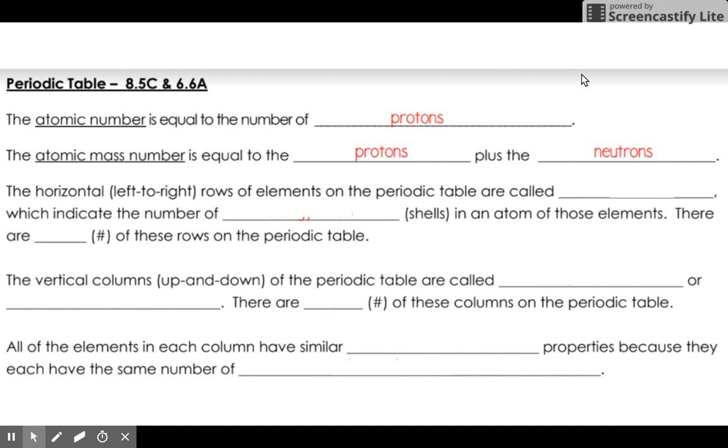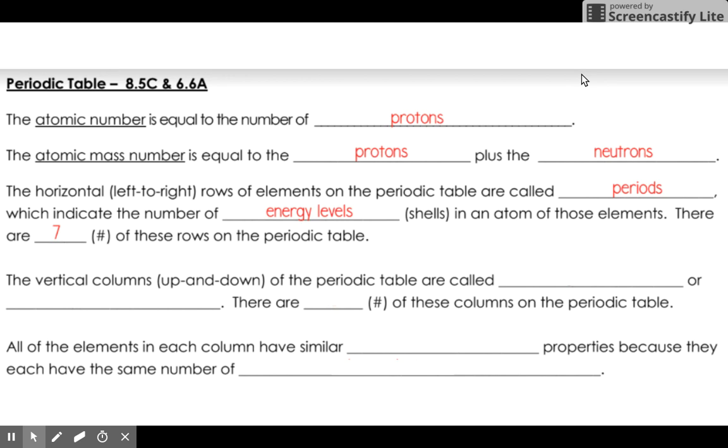The horizontal, left to right rows of the elements on the periodic table are called periods. The periods let us know how many energy levels, or shells, are in an atom of those elements. There are 7 of these rows on the periodic table. Period 1 has 1 shell, period 2 would have 2 shells, 3 would have 3 shells, and so on.